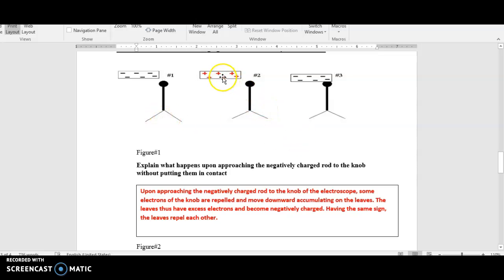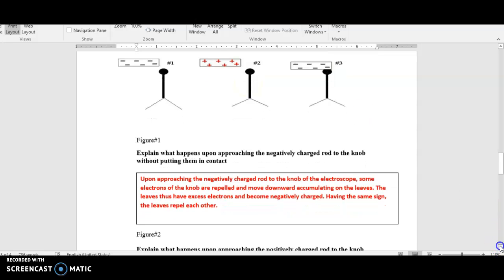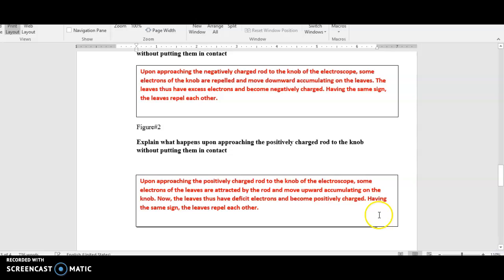However, in the second case, upon approaching a positively charged rod without putting it in contact with the knob, the electrons of the leaves are going to be attracted and they are going to accumulate on the knob. So now the leaves have deficit electrons and become positively charged, and having both the same sign, they repel each other.